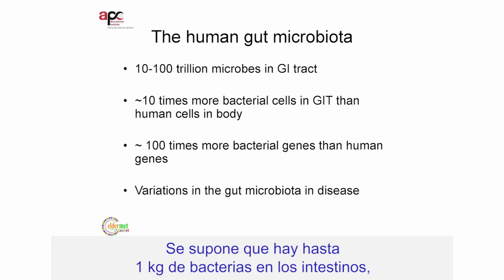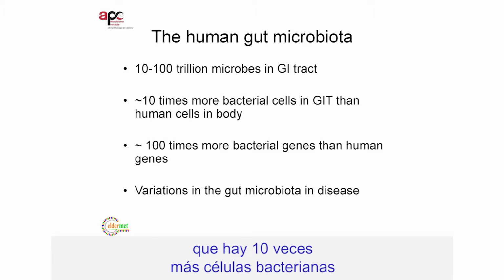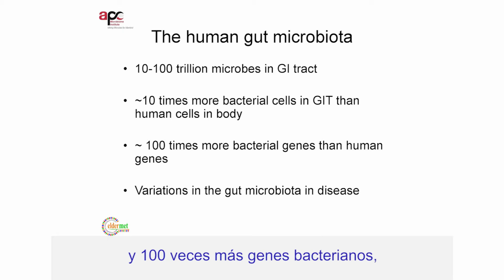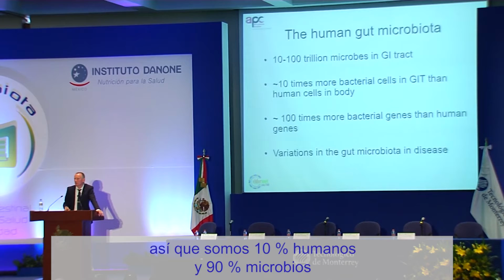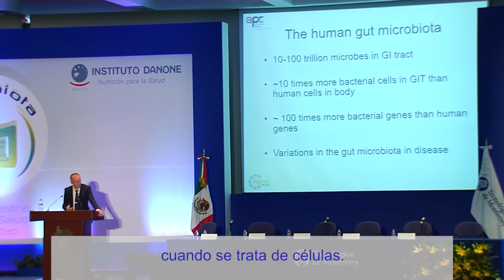There are supposedly up to 1 kilogram of bacteria in the gut, and there are supposedly 10 times more bacterial cells and 100 times more bacterial genes. So you are probably about 10% human and 90% microbial when it comes to cells.